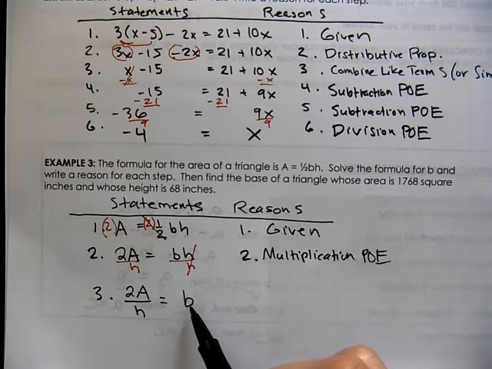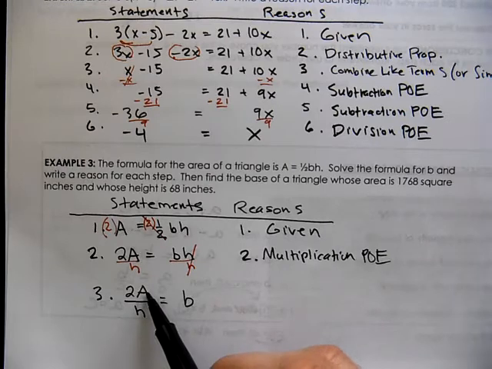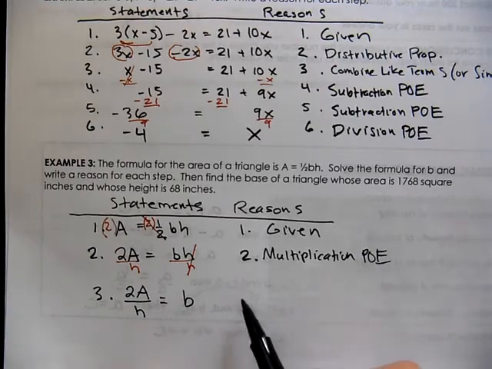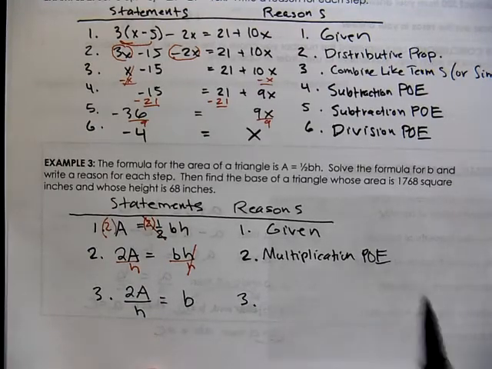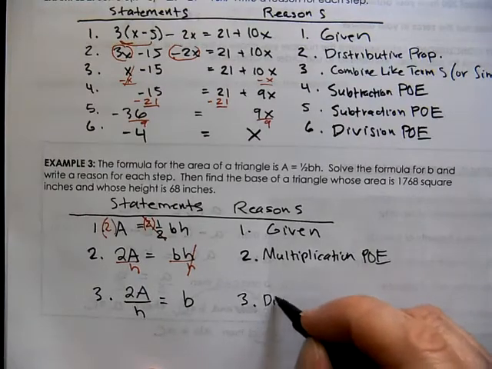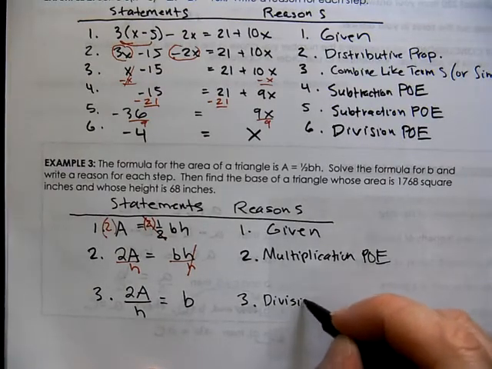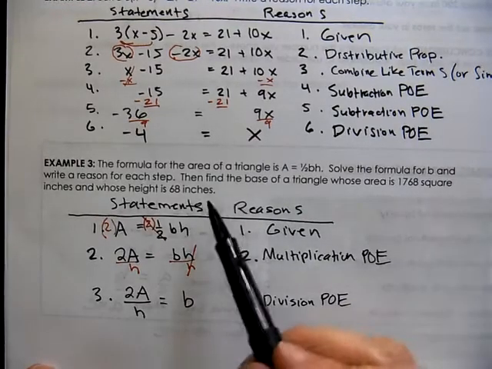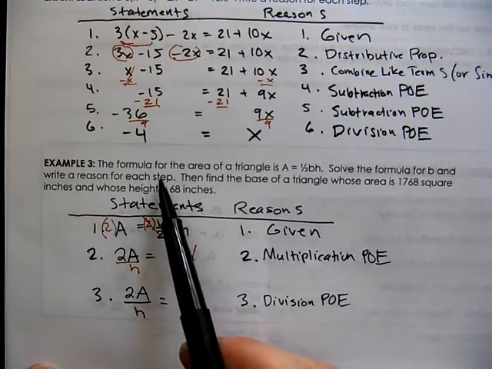What this means is I have another formula where if I know the area and I know the height, I can plug them in and we can calculate the base directly. As far as finishing up the proof, I divided both sides by h, so this is my division POE. So that's part 1, where we wrote a reason for each step.